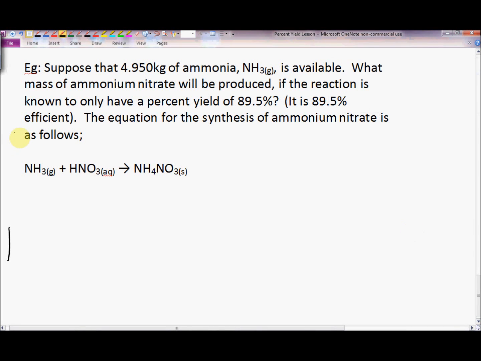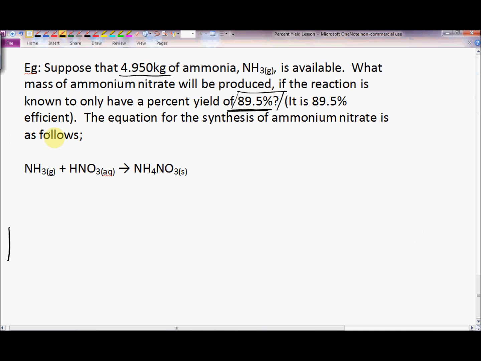Here's another example of a percent yield question that you may be asked. Suppose that 4.950 kilograms of ammonia gas is available. What mass of ammonium nitrate will be produced using that gas if the reaction is known to only have a percent yield of 89.5%? In other words, it's 89.5% efficient.